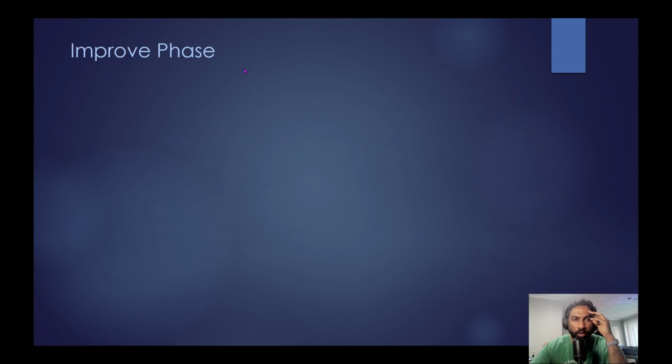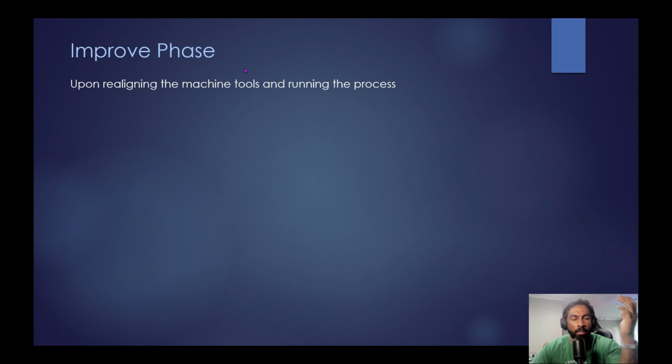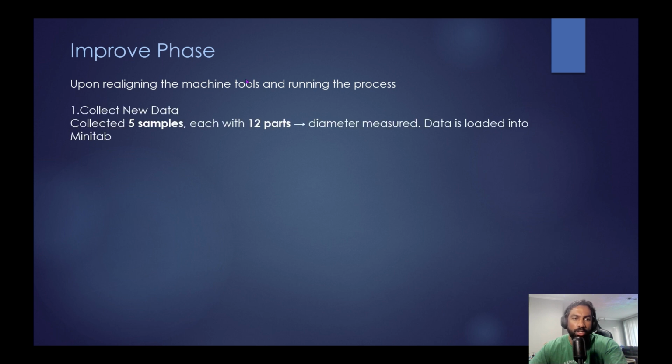So, next we go to the improve phase. In the analyze phase, we had identified that a couple of machine tools were misaligned. They were realigned in the improve phase, and the process was run again. Now we basically repeat the same measure phase, but with the new data that was collected after the machine tools were realigned. We start by collecting new data. This time we collected 5 samples, each with 12 parts. Their diameters were measured and the data was loaded into Minitab.